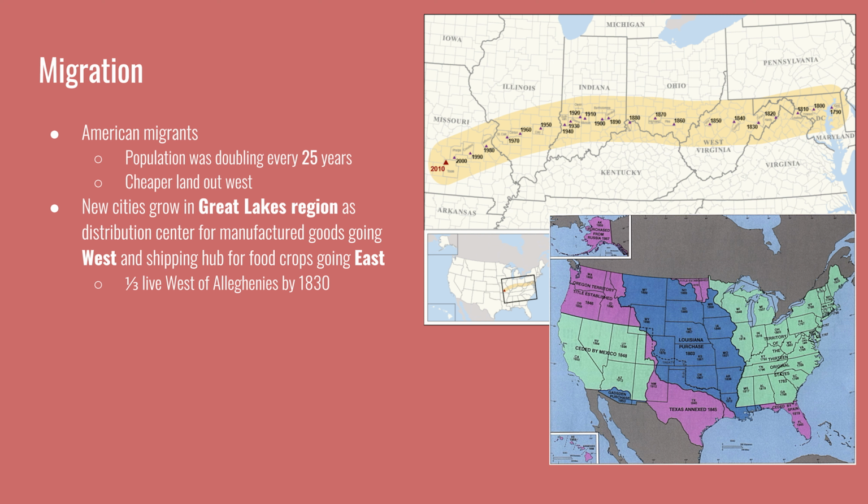New cities in the Great Lakes region become distribution centers for food crops going east and finished goods going west. Since the invention of the steamboat, rivers functioned as highways for goods that went upstream as well as downstream. The cities of Columbus, Detroit, Buffalo, Chicago are cities that really began to grow in population and importance in this historical period. By 1830, a third of the population of the United States lived west of the Alleghenies.